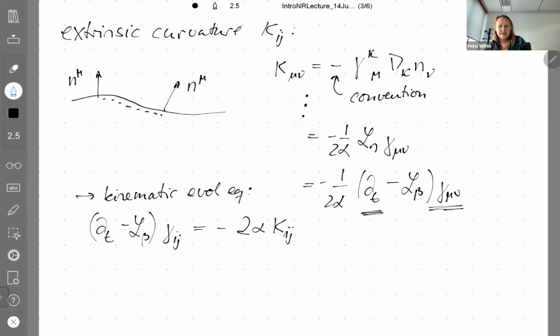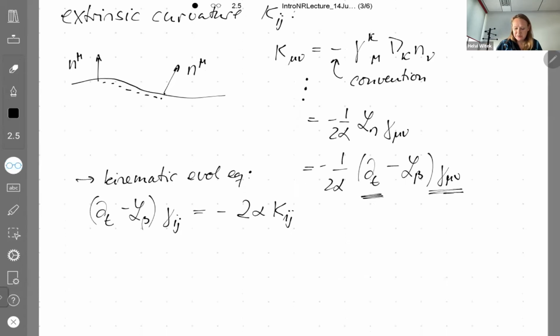To get information about our theory of gravity, of our field equations, we now have to look at the 3+1 decomposition of the field equations. Yeah, so this is where the dynamics will come in.